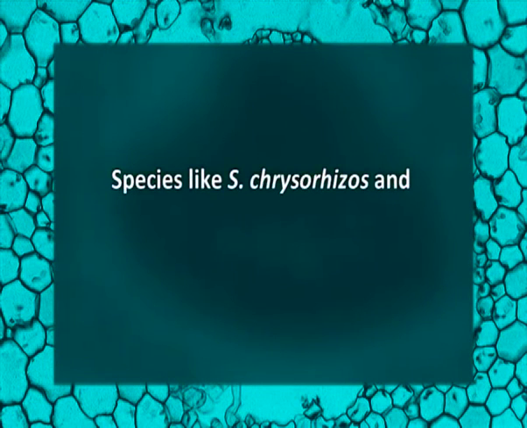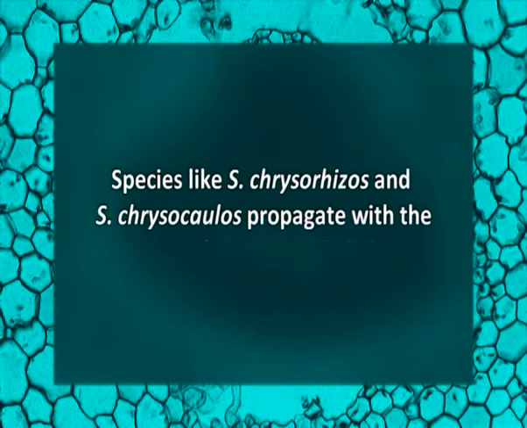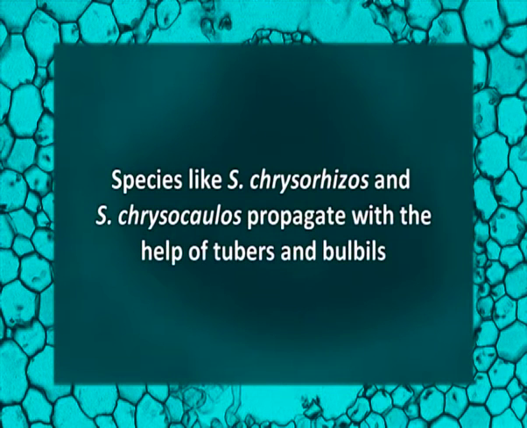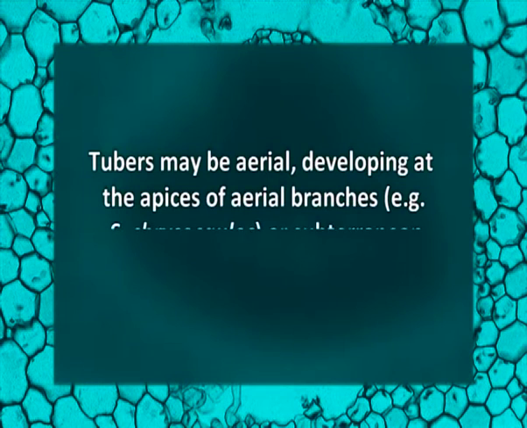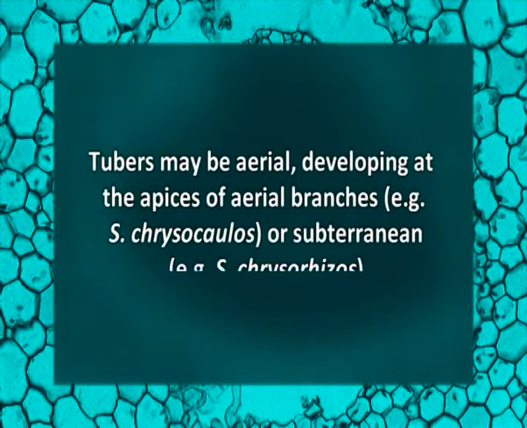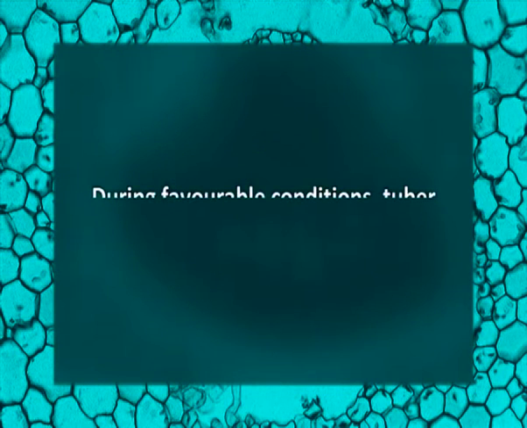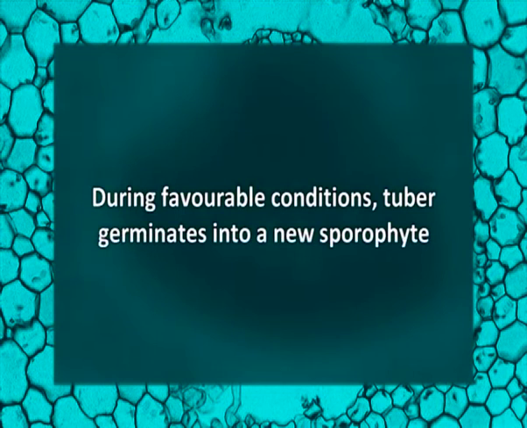Species like Selaginella chrysorhizos and Selaginella chrysocollus propagate with the help of tubers and bulbils. The tubers may be aerial, developing at the apices of aerial branches, for example, Selaginella chrysocollus, or subterranean, for example, Selaginella chrysorhizos. During favorable conditions, the tuber germinates into a new sporophyte. Aerial branches of Selaginella chrysocollus also bear some dormant buds which grow into new plants during favorable conditions.